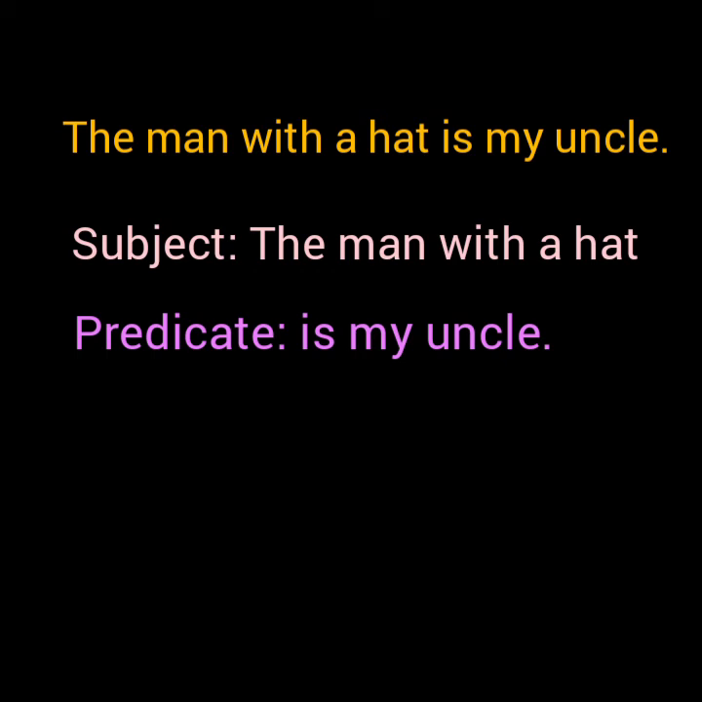How many words are there before the verb is? 1, 2, 3, 4, 5. Okay, there are 5 words. That is the man with a hat. All this will be known as the subject of the sentence. And the predicate will be from the verb to the end of the sentence. That is my uncle.